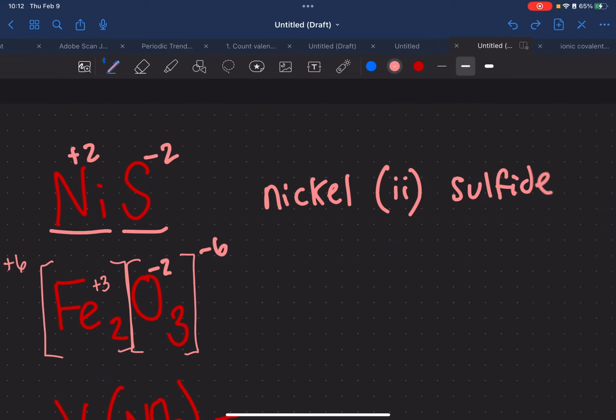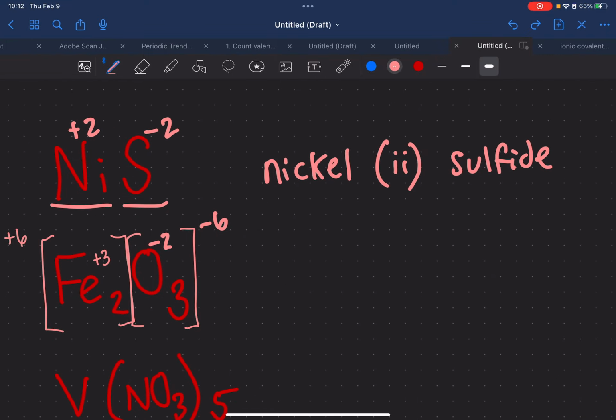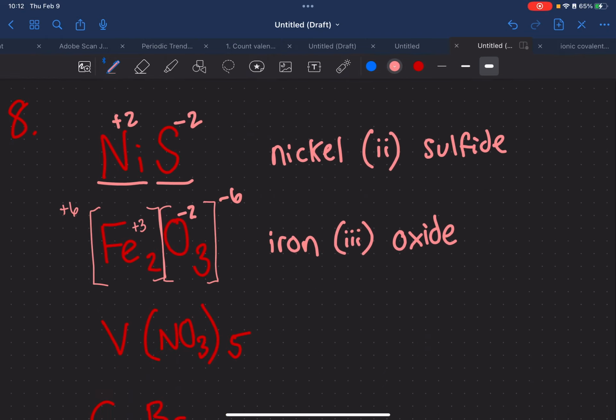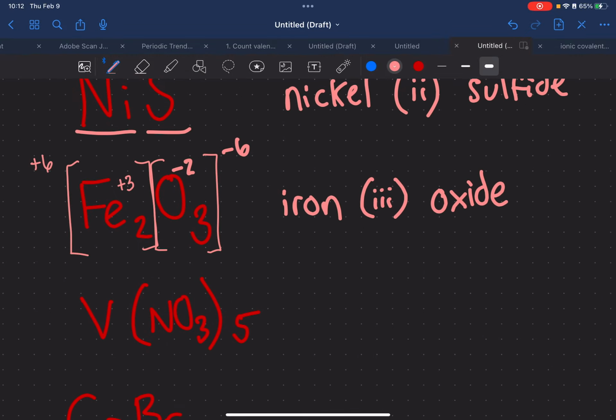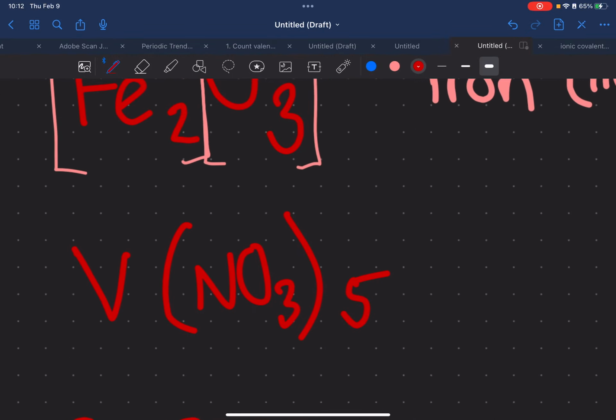Okay, now that I know the charge on my transition metal, I can write the name, because I know that this is iron something oxide. Now that I know the charge on my iron, I can say that it's iron 3 oxide. Fe2O3, iron 3 oxide. Okay, next one. If you couldn't find V, I think you probably could, but if you couldn't find it, it's vanadium. It's atomic number 23 on the periodic table. It's vanadium, that's how you pronounce it.